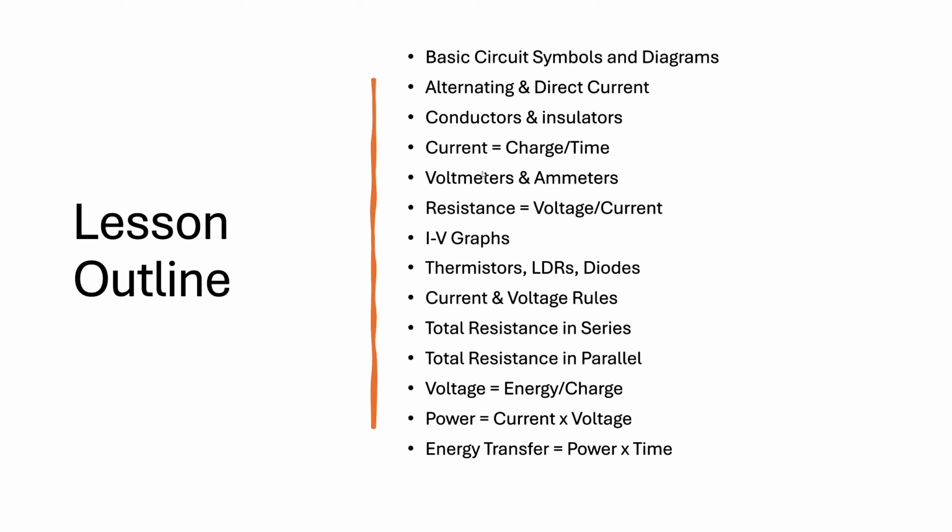There's a lot of equations we'll be going through today. We're going to go over current equals charge over time. We'll then go over voltmeters and ammeters, then resistance equals voltage over current. Then we'll go over the IV graphs. We'll also talk about thermistors, LDRs, and diodes. Then we're going to go over the rules associated with current and voltage. Then the total resistance rules in series and parallel.